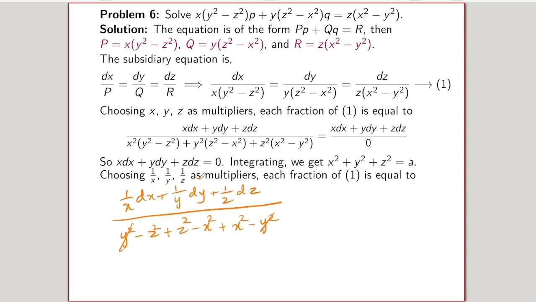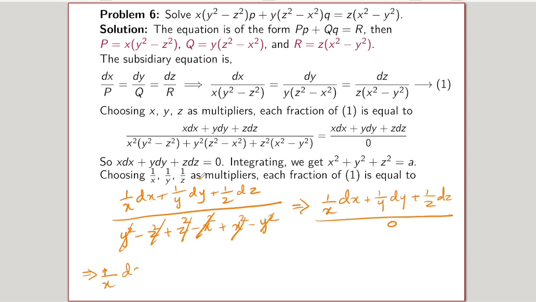These two terms will get cancelled. These two and these two will be cancelled. So this implies 1 by x dx plus 1 by y dy plus 1 by z dz divided by 0. So I can write the numerator will be equated to 0. 1 by x dx plus 1 by y dy plus 1 by z dz will be equal to 0.